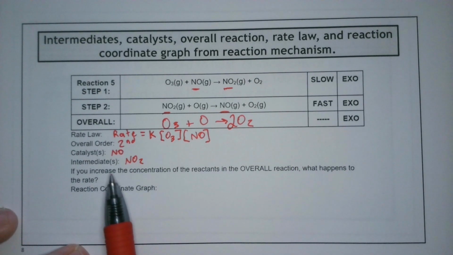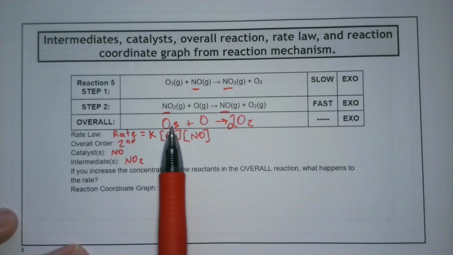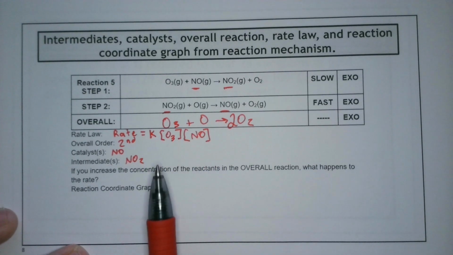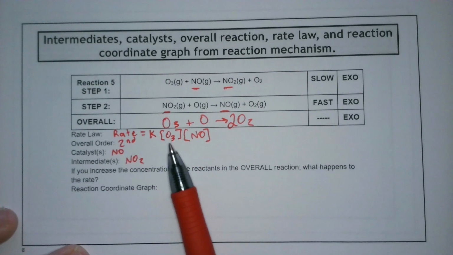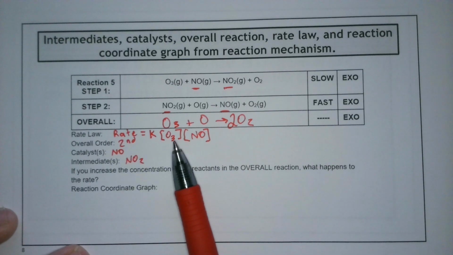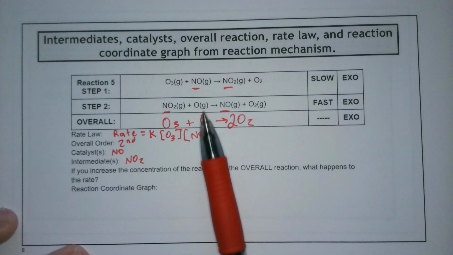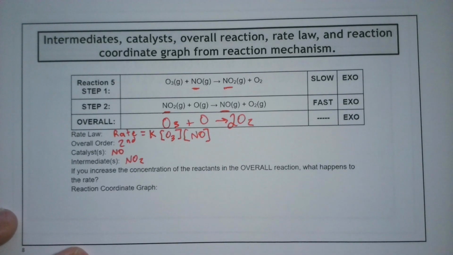This one says if you increase the concentration of the reactants in the overall reaction, I mean if I add more O3 and more O, what happens to the rate? If I add more O3, the rate goes higher. O3 is in the rate law, so adding more O3 increases the rate of the reaction. Adding more oxygen, though, doesn't affect the rate of the reaction because that's in the fast step. So I'm not going to write anything there.